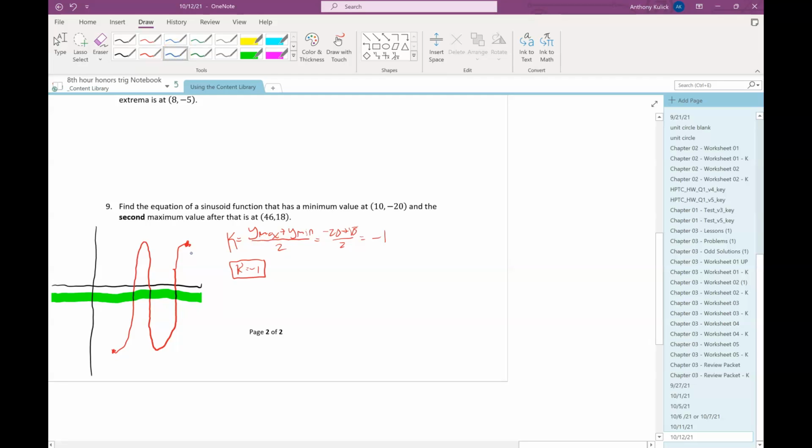The amplitude is half of the distance between the max and the min. So that's going to be y max minus y min, divided by 2. So that's going to be 18 plus 20. I don't know why I wrote the -20 first. That should be 18 plus a -20. It doesn't really matter. It still gives you the same number there. And that's 19.